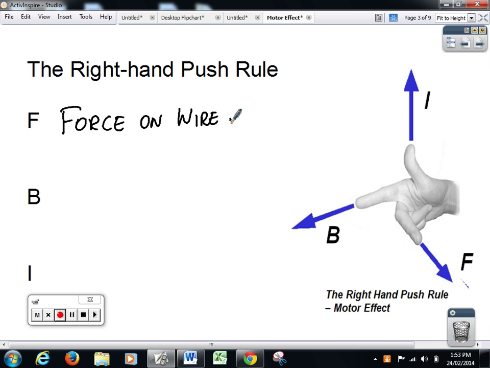Now B, we haven't come across B much yet. We did a little bit in a preliminary course, but B is the universal letter for the magnetic field.